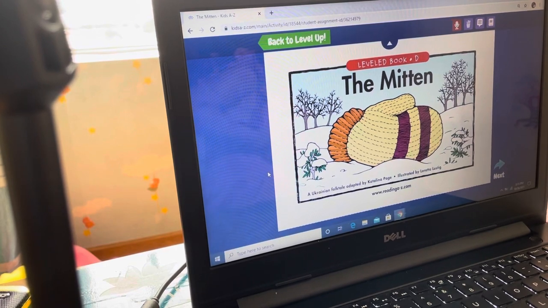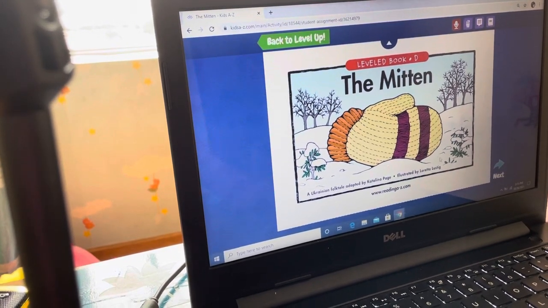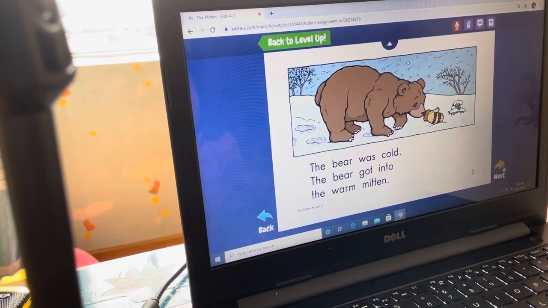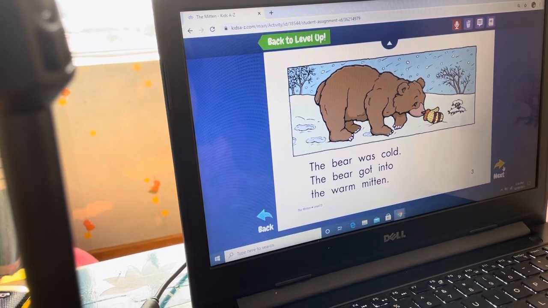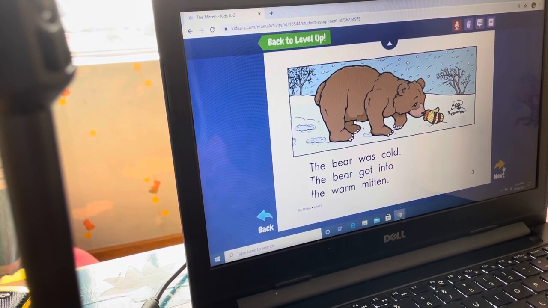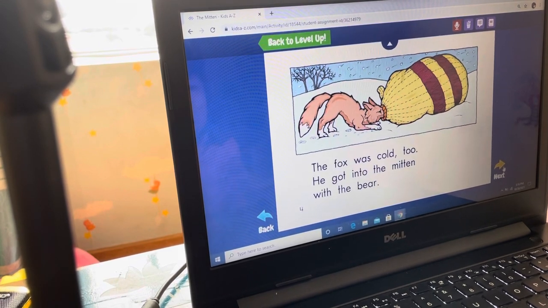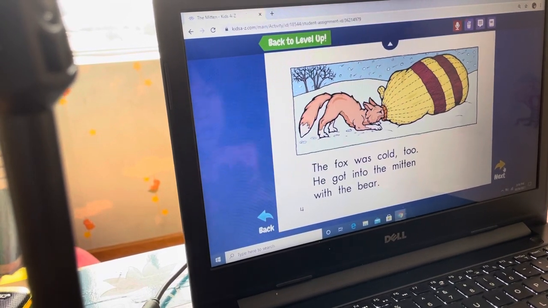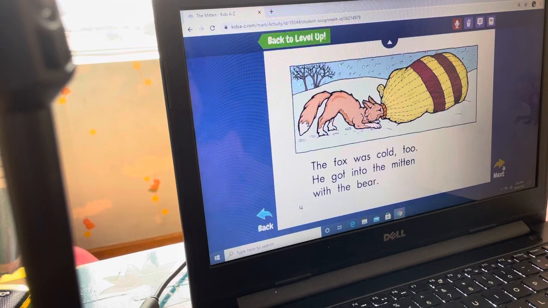I'm happy now. Today I read a book, The Mitten. The bear was cold. The bear got into the warm mitten. The fox was cold too. He got into the mitten with the bear.